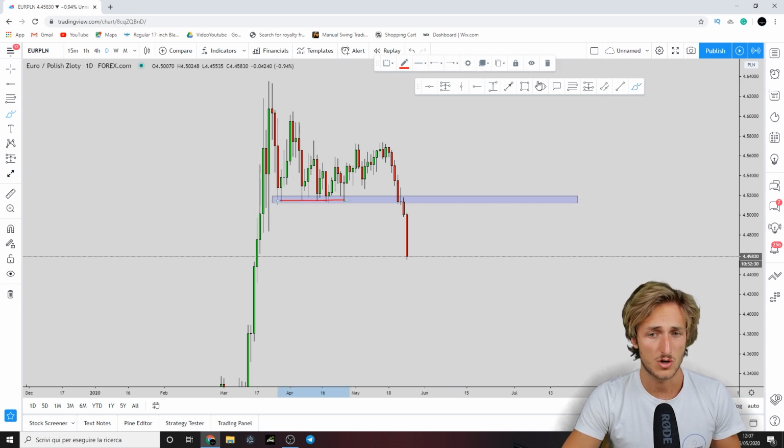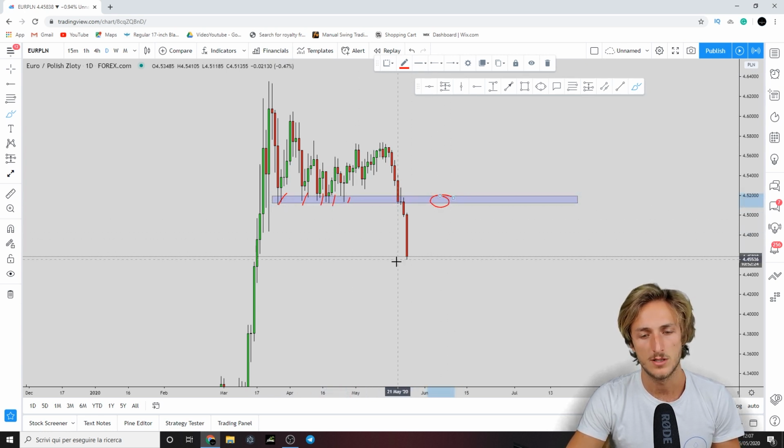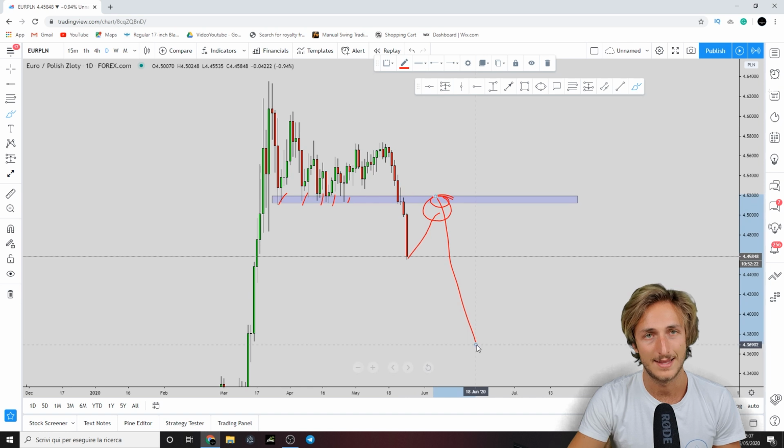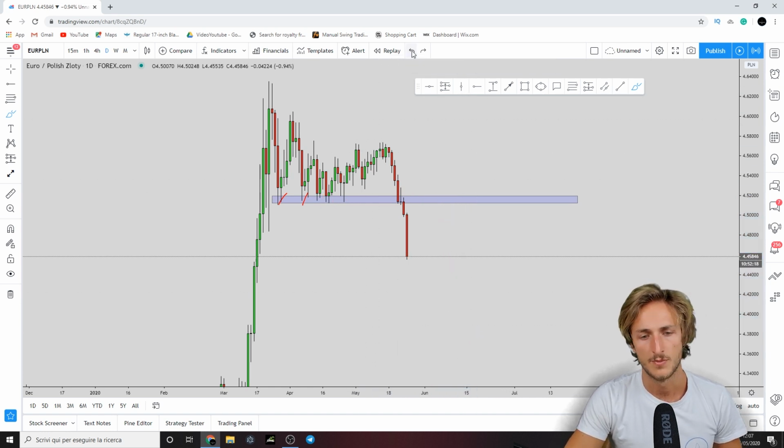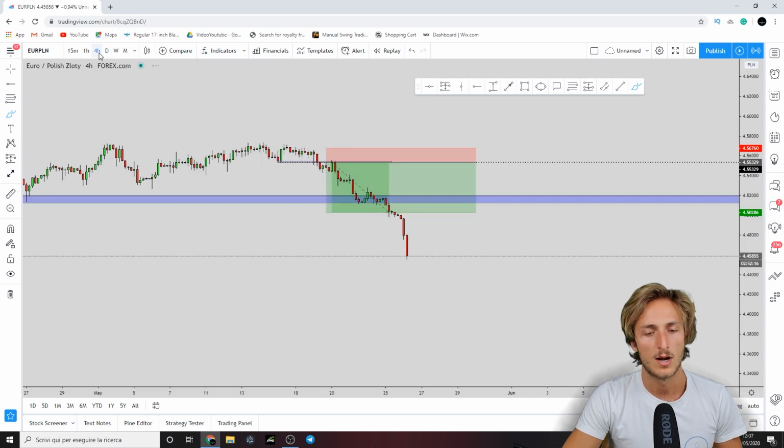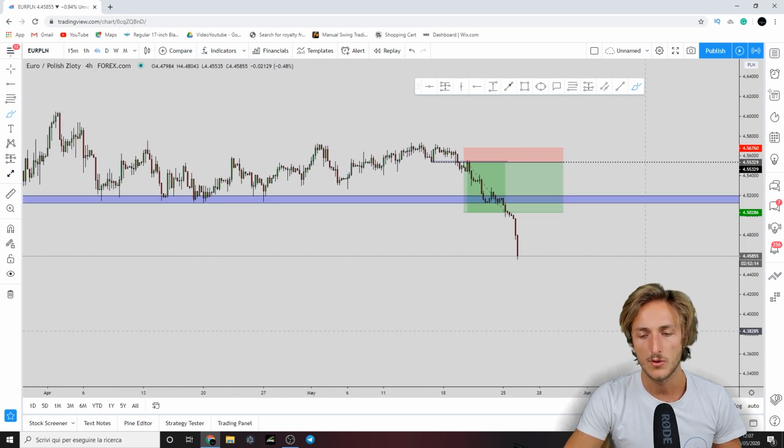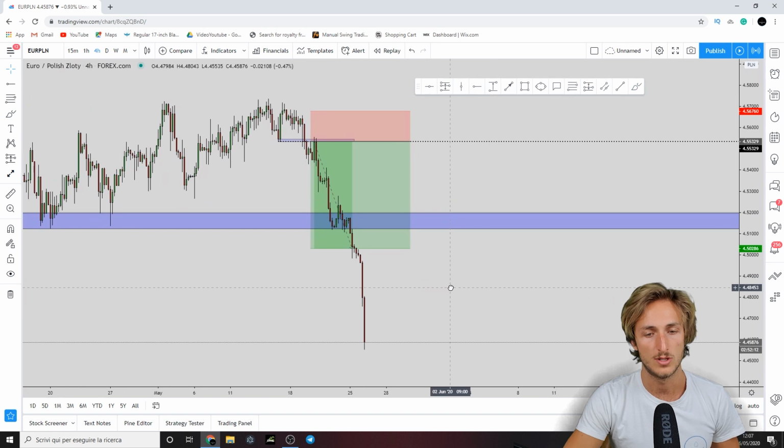This is a very strong support area, now turned resistance, and we're supposed to see the market go and test it before creating continuation to the downside. Now, at the moment, from a 4-hour perspective, can we be looking for any longing opportunity?